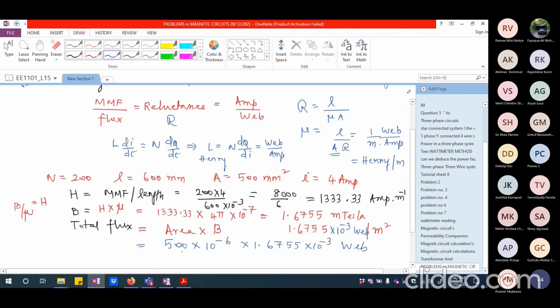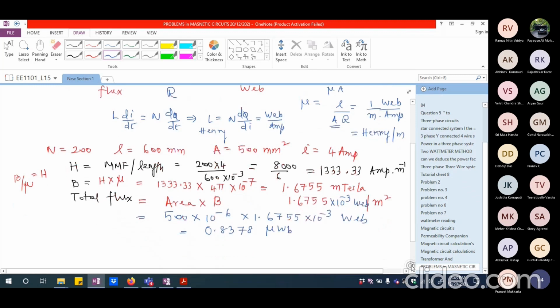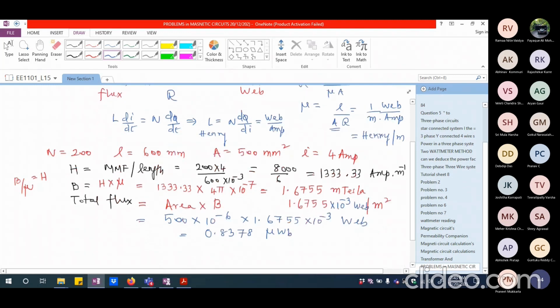So this is coming out to be 0.8378 microweber. That is what we are getting as the answer. Please verify this, but this is what I'm getting as the answer. Any questions on this? Any questions?